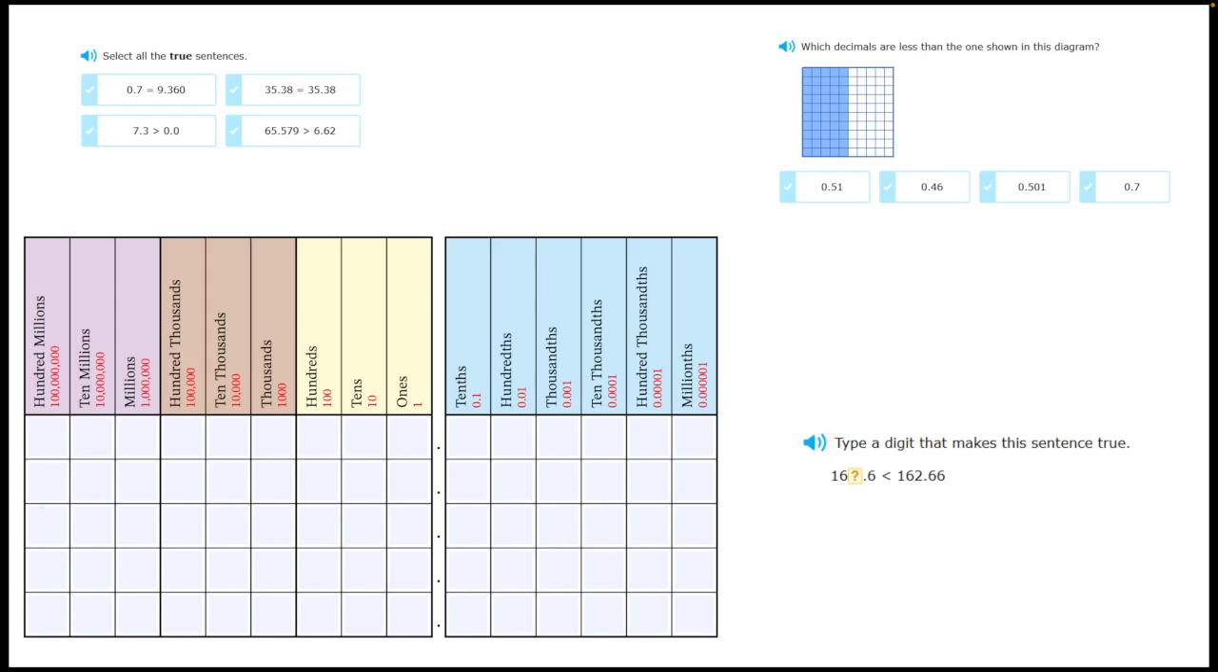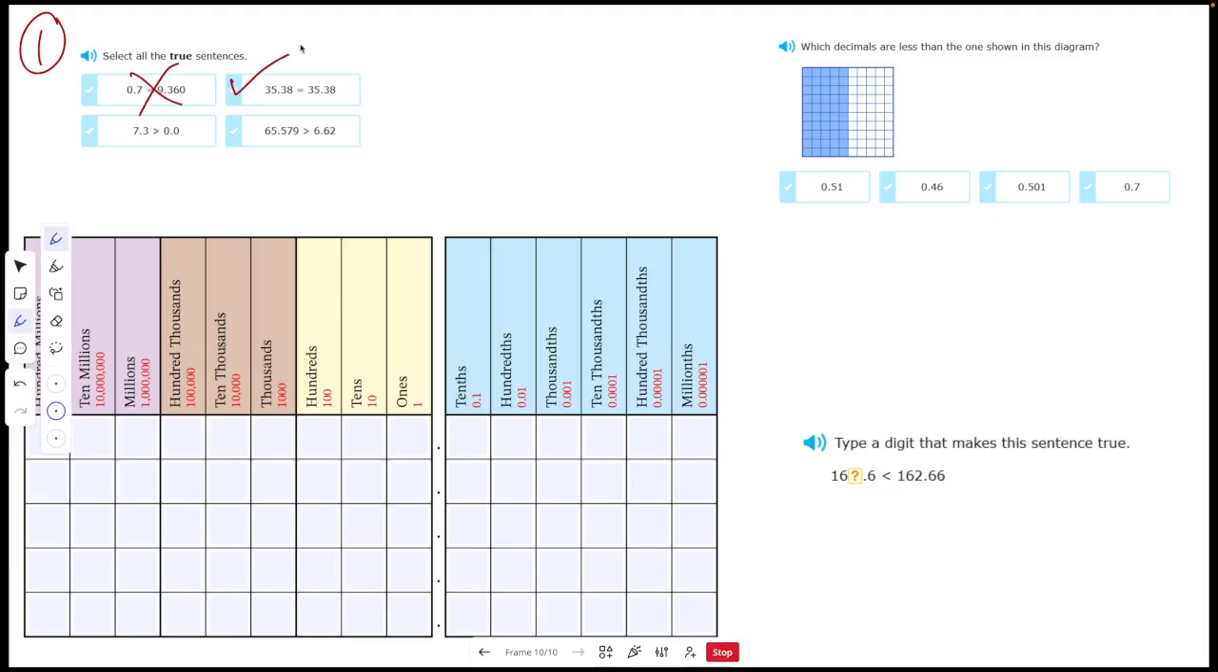Okay, now that you've had a chance to work these problems, let's go ahead and check your solutions. For number 1 here, it says select all. So is 0.7 equal to, no, this is false. This is true, right? 35.38 is equal to 35.38. This one is true because 7.3 is greater than 0, obviously. And this last one is also true. 65.579 is greater than 6.62. Okay? All right, for number 2, it says which decimals, be careful of the wording here.